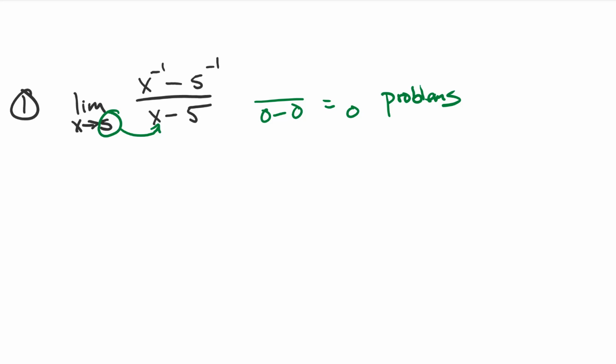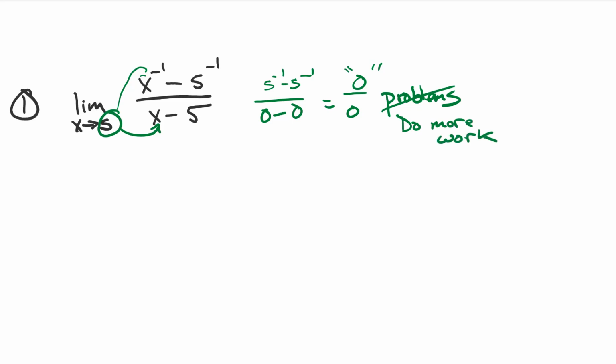Now, if you get a 0 up top, that's typically telling you to do a little bit of algebra, and the problem's going to pop out. If we plug 5 in up top, that'd be 5 to the negative first minus 5 to the negative first. I'm pretty sure that's going to be 0, and you've got 0 over 0. So it's not really problems, it's just do more work.